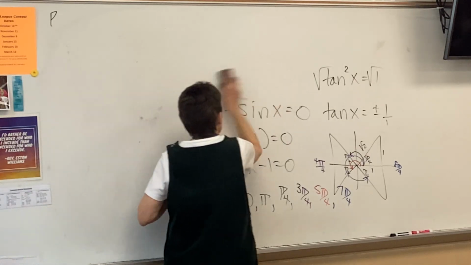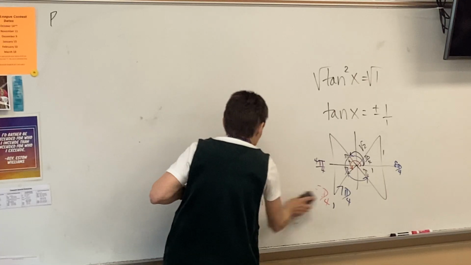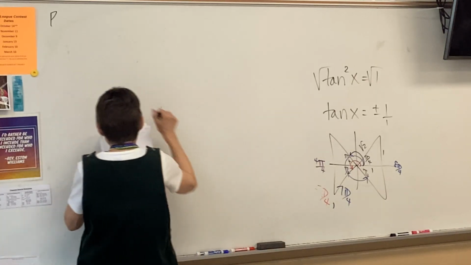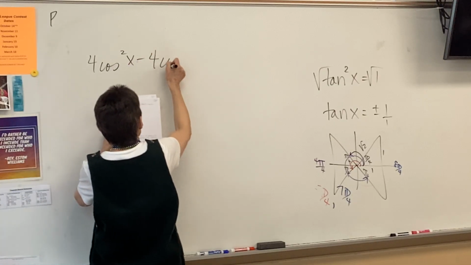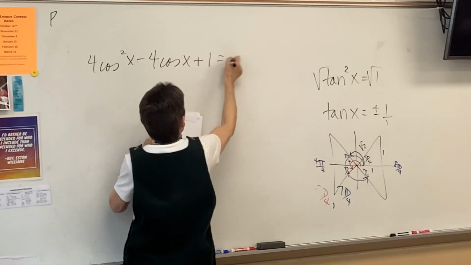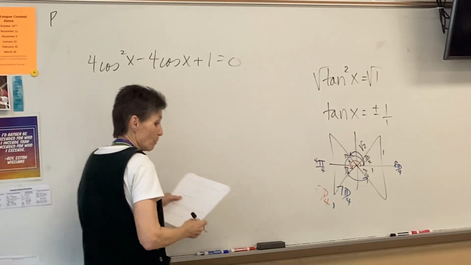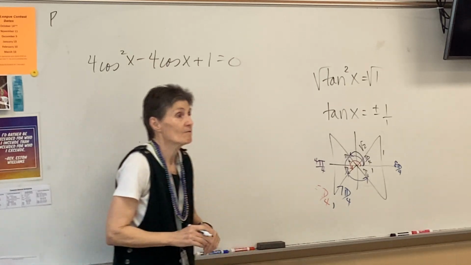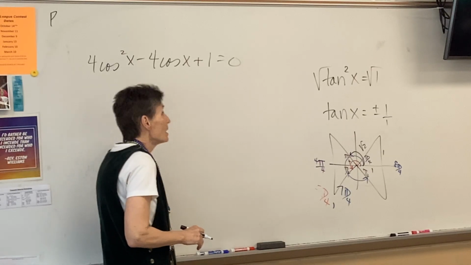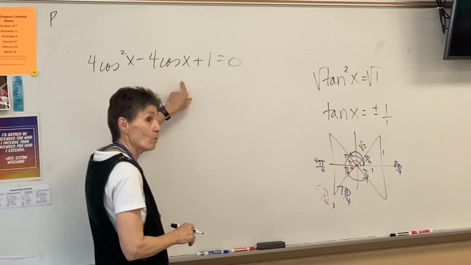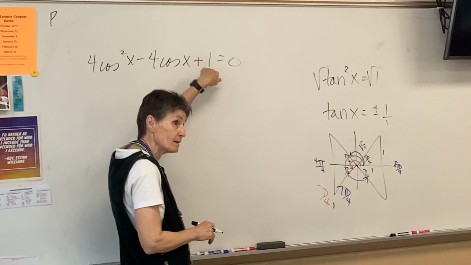Same directions. So, can anybody figure out anything I might do to solve that problem? Factor it. Can we take out all of 4 cosine? Actually, we can't pull out a 4 cosine because there isn't one here.